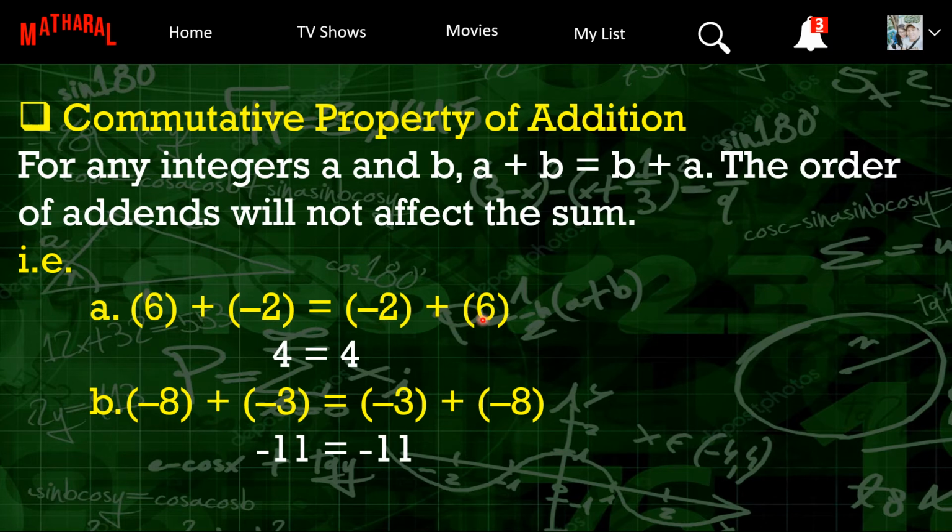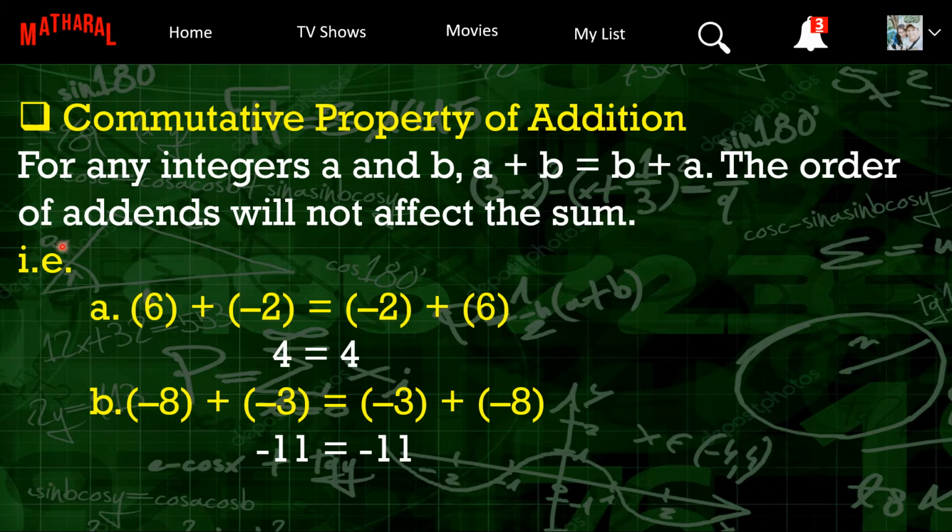How can we justify that this side is equal to the other side? So 6 plus negative 2, we're going to use rule number 2 of adding integers. If you still remember, we will use it. So 6 plus negative 2 is 4. In here naman, ganun din. Negative 2 plus 6 is 4. So that is why this is a commutative property of addition.